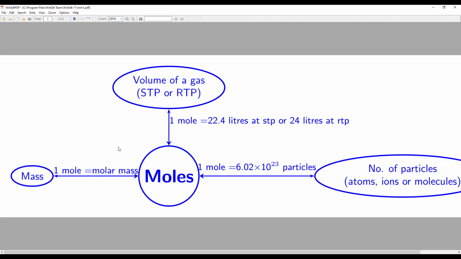So it summarizes the different conversions that can be set. If you are given moles and you want to go to mass, we use this thing here. If you are given moles and you want to go to atoms, ions, or molecules, we use what is up here. Then from moles to volume, information is also here. From moles to volume, there are two cases: 1 mole is equal to 22.4 liters at STP, standard temperature and pressure, or 1 mole is equal to 24 liters at RTP. So this is a summary.